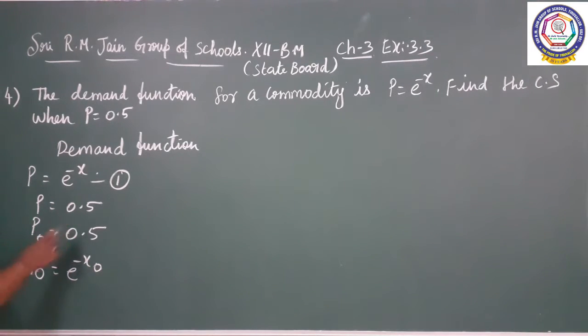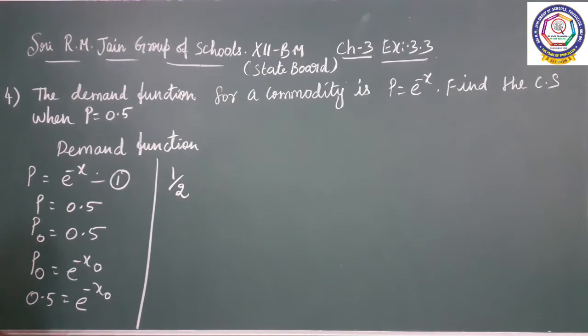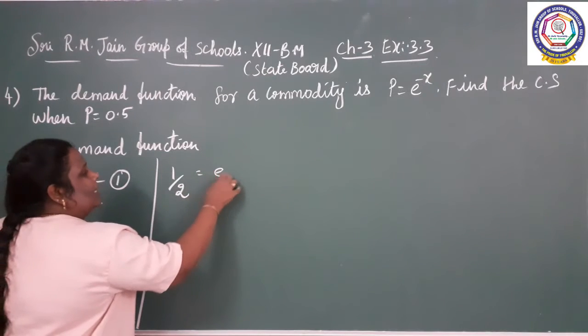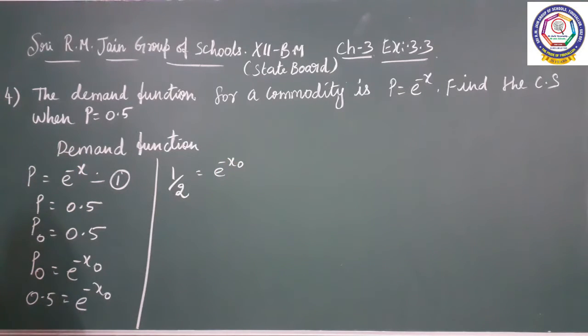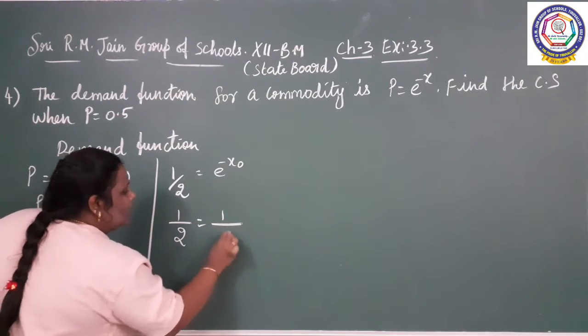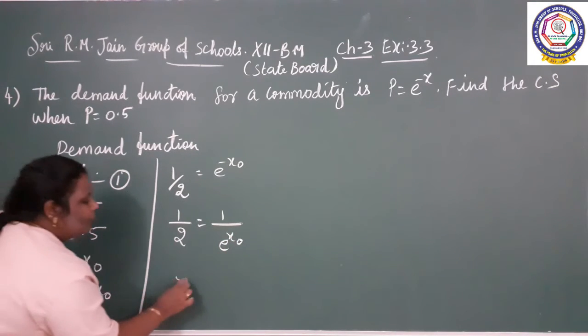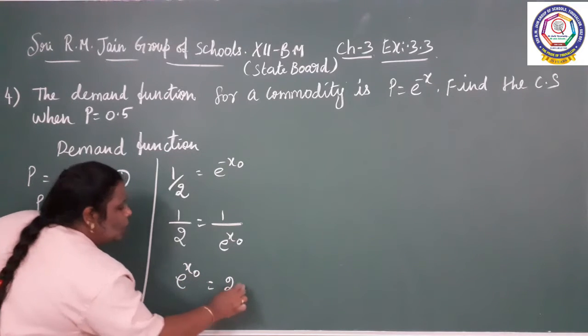So what is the P naught value? 0.5 equal to e power minus x naught. E power minus x naught, 0.5 means 1 by 2. So 1 by 2 equal to e power minus x naught. The power is negative, so I can bring it into the denominator. It becomes 1 by 2 equal to 1 by e power x naught. Equating the right hand side and left hand side, the value of e power x naught equals 2.